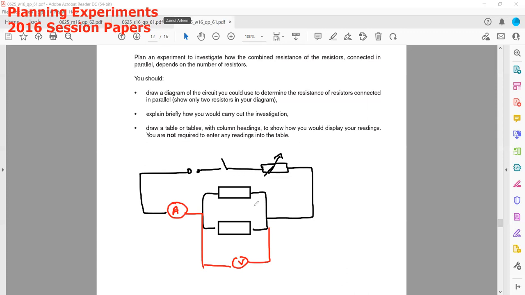Briefly, how would you carry out the investigation? So how do we plan this experiment? We'll connect the circuit as shown. Then we'll connect a voltmeter to measure the voltage and an ammeter to measure the current. And then we will repeat the experiment by adding different numbers of resistors. Like first we start with two resistors in parallel. Then we'll add another resistor, three resistors in parallel, and four resistors in parallel, and so on.